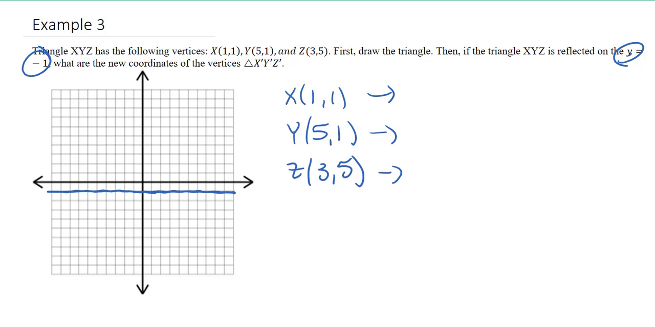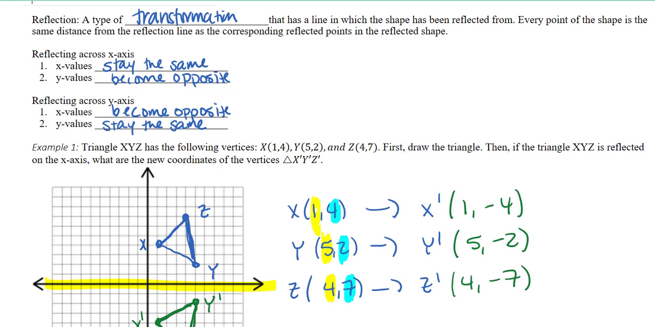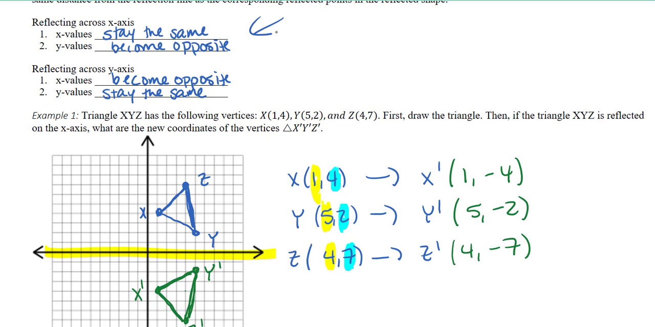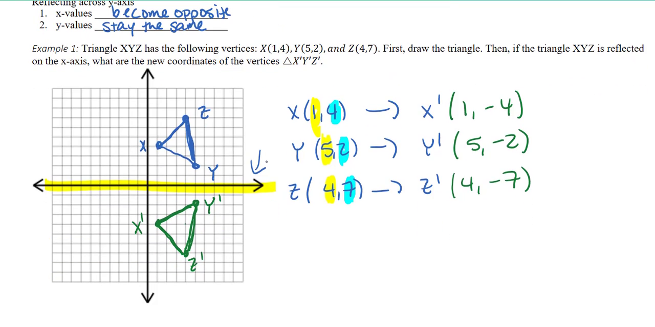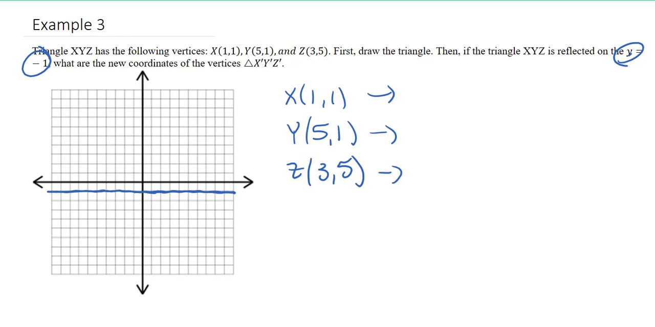But we can't use this trick here. And why is that? Well, it's because it's not across the x-axis like this here. This was crossing the x-axis. Now we're going across where y equals negative 1. So I'll show you the trick. If x is equal to 1, 1, here's our x. Y is 5, 1, so 2, 3, 4, 5, 1. So this is y. And then z is 3, 5, so 3, 1, 2, 3, 4, 5.